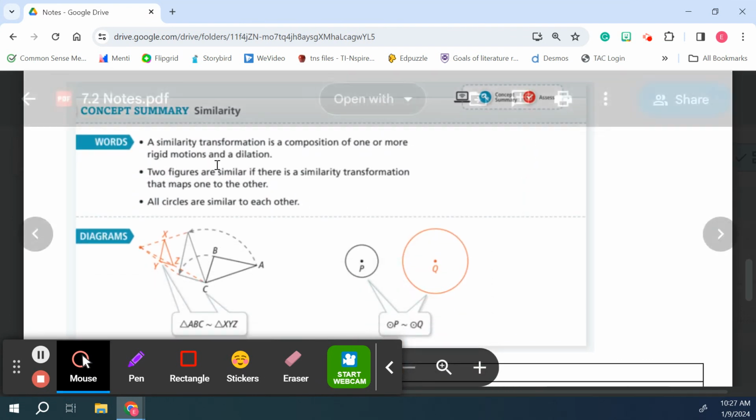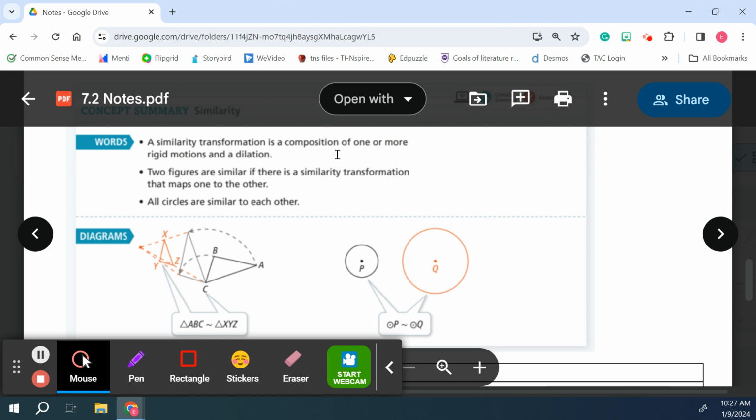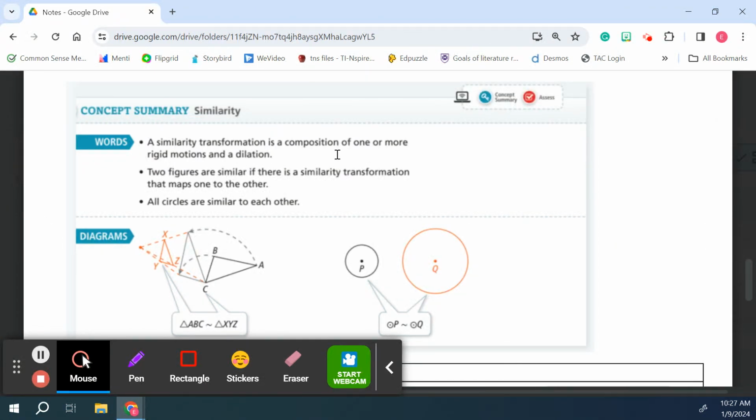All right, concept summary. It says in words, a similarity transformation is a composition of one or more rigid motions and a dilation. Two figures are similar if there is a similarity transformation that maps one onto the other. So we're still trying to get one to the other, like we did last time, okay? All circles are similar to each other. It does not matter. You can shift them, you can do whatever you want, but it doesn't matter. If it's a circle, it's similar automatically, okay?